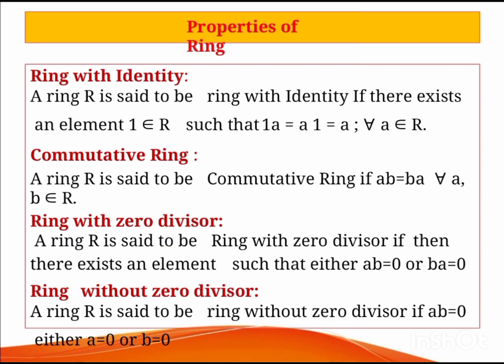Next, ring with zero divisors. A ring R is said to be a ring with zero divisors if for a non-zero element A belonging to R, there exists another non-zero element B belonging to R such that either AB = 0 or BA = 0. In a ring R, take two non-zero elements and calculate their product; if the answer is 0, these two non-zero elements are called zero divisors of R.